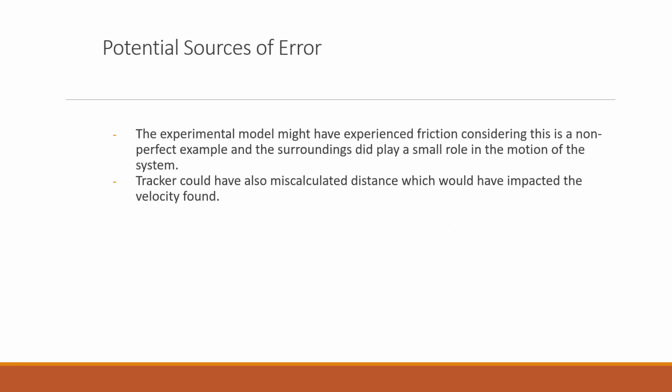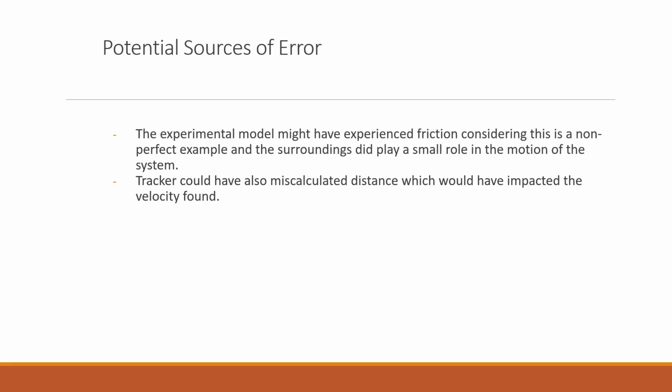During this experiment, we had a few potential sources of error. So first of all, the experimental model might have experienced friction, considering this is a non-perfect example and the surroundings did play a small role in the motion of the system. In an ideal world, we wouldn't have any friction, right? The car would be moving across the floor and the floor would have no impact on the data that we received. We could see this impact in the slight curvature of the line from the experimental model.